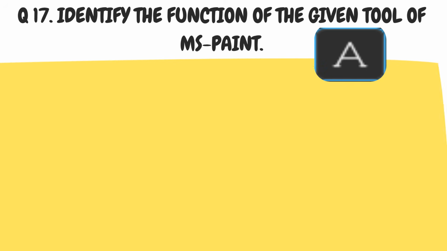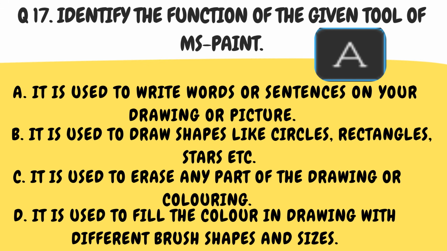Identify the function of the given tool of MS Paint. A. It is used to write words or sentences on your drawing or picture. B. It is used to draw shapes like circles, rectangles, stars and more. C. It is used to erase any part of the drawing or coloring. D. It is used to fill the color in drawing with different brush shapes and sizes. The answer is A. It is a text tool of MS Paint. So it is used to write words or sentences on your drawing or picture.